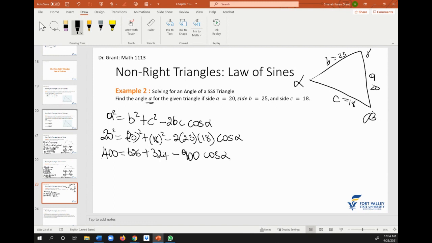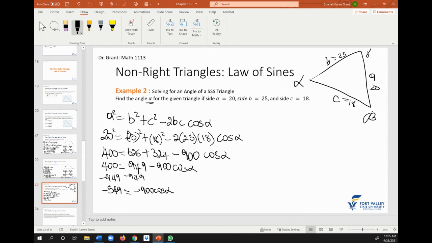And then cosine alpha. If we do the sum of these, that will give us 949. So 400 equals 949 minus 900 cosine alpha. Of course, we subtract 949 from both sides. And so we get negative 549 equals negative 900 cosine alpha.